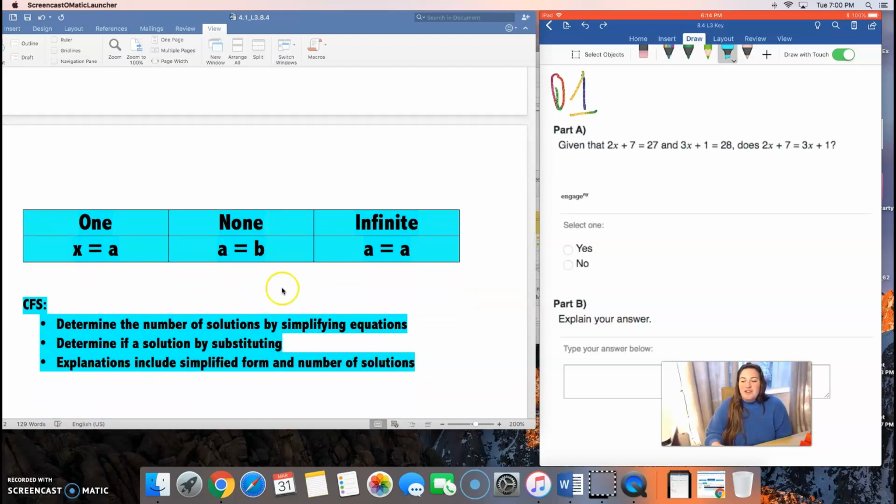So just to preview our CFS for today before I hit play over on my work on this side. Today in your CFS, you're going to have to determine the number of solutions by simplifying the equations. So simplify both sides all the way down until you get one of these forms. And then you're going to determine, or some of the questions might be like, hey, is this a solution? And if they are asking you if it's a solution or not, then you're substituting in that value. Because if it is a solution, we know that that satisfies the equation.